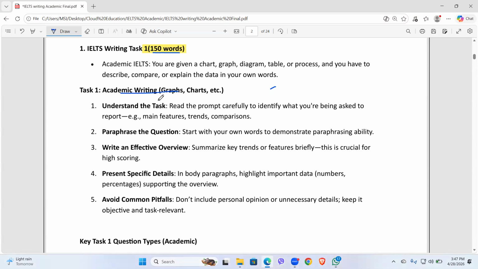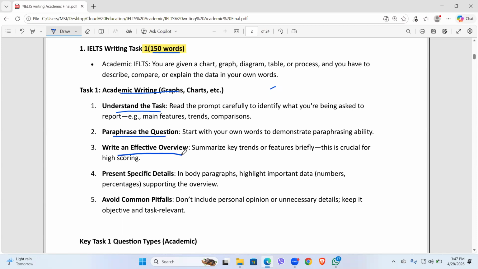While we deal with writing task 1, first understand the task, read the question, understand the task. How is the figure? What about the data? Which one is the highest? Which one is the lowest? Then paraphrase the question in the first paragraph. Paraphrase the question and leave it.